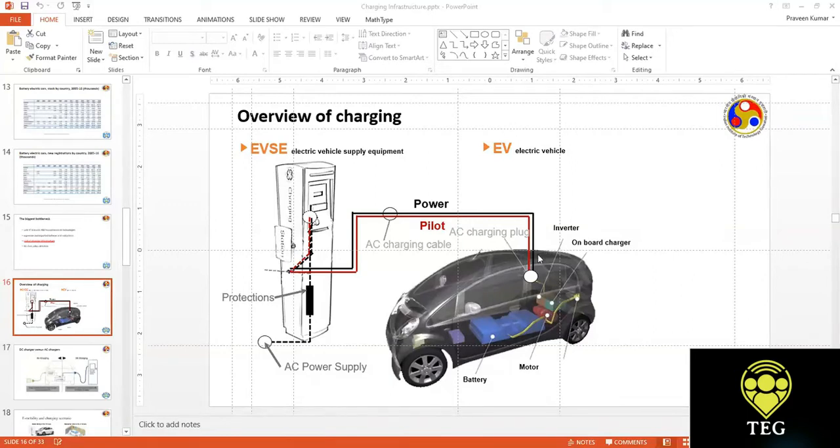So this is the idea, and the battery here is inside the vehicle. It's a generic diagram of a charger. It can be an AC charger or a DC charger, that doesn't matter, but this is what any charger would actually have.